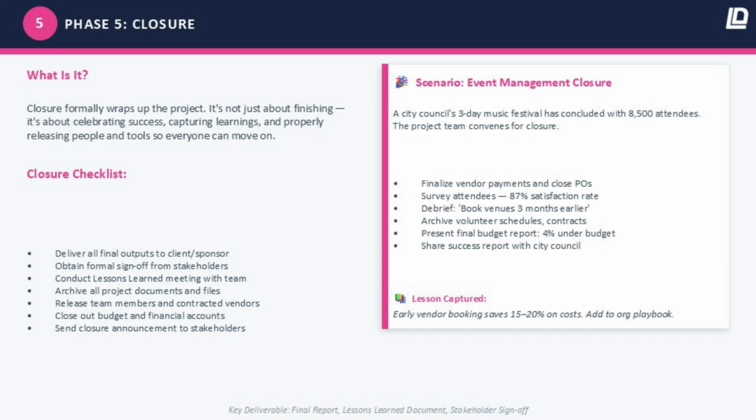Think of it this way: execution delivers the result. Closure delivers the learning. Your closure checklist: deliver all final outputs to the client or project sponsor. Make sure they're received and acknowledged, not just sent. Obtain formal sign-off from stakeholders. This is your legal and professional protection. Get it in writing.